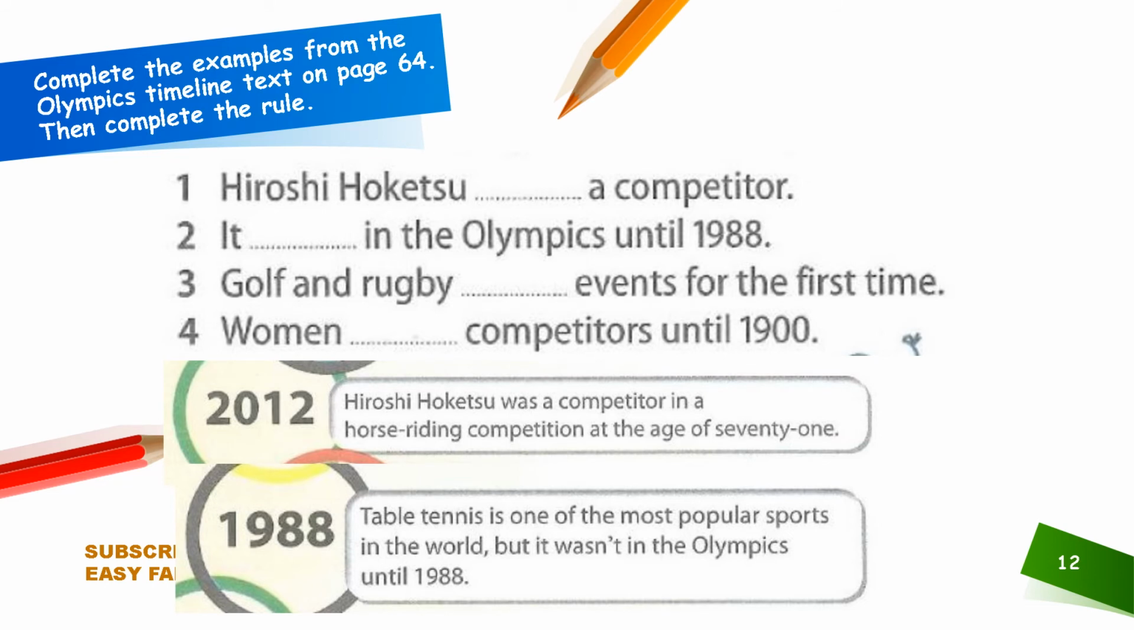Complete the examples from the Olympics timeline text on page 64. Then complete the rule. In order to complete these 4 examples, we need to refer to the text on page 64. Let's look for number 1. Hiroshi Hoketsu blank a competitor. We need to refer to timeline 2012. Hiroshi Hoketsu was a competitor. So the answer is was.